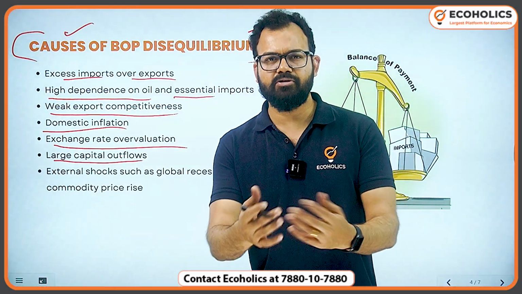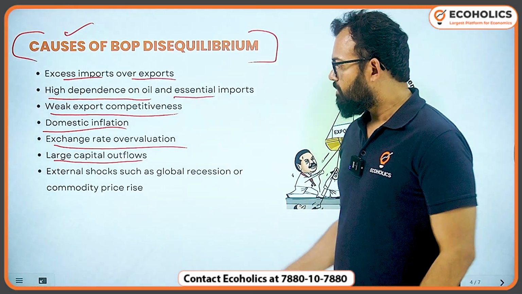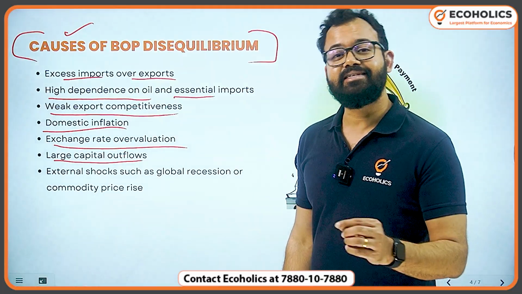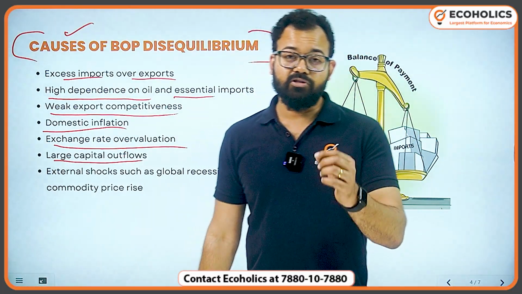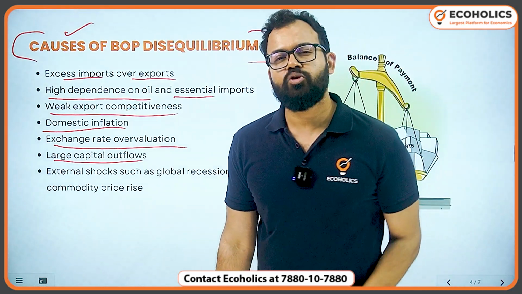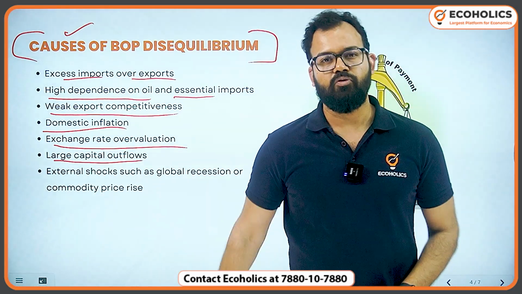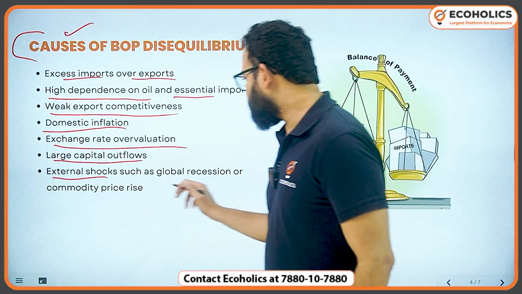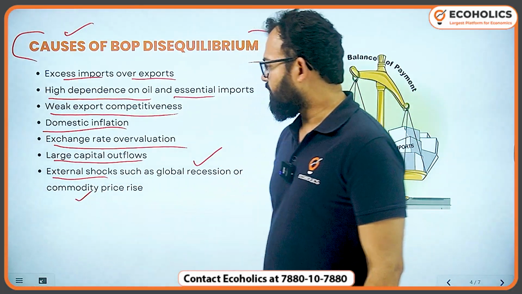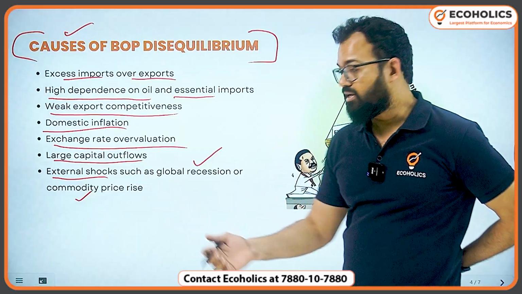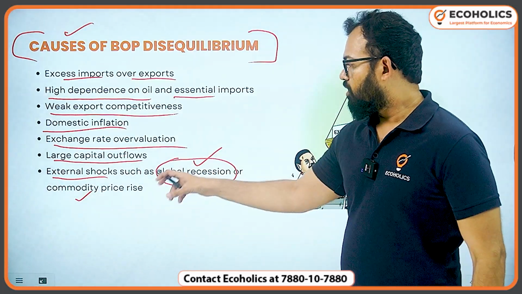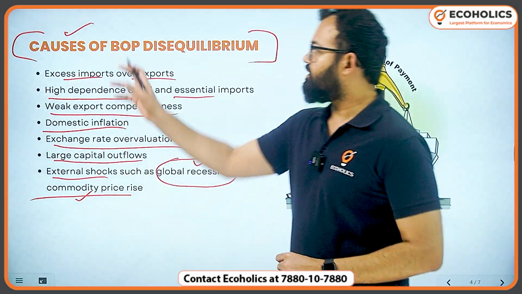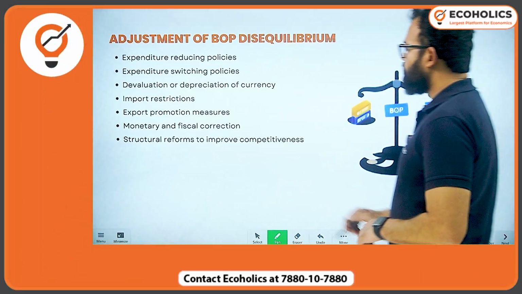In India, it will not happen because we have restrictions on capital account convertibility. But large capital outflows we have seen in 1997 Asian financial crisis, when for the first time Thailand, in the month of July 1997, experienced capital outflow, just because they had overvalued their currency. External shocks such as global recession or commodity price rise. So if something happened externally, like global recession or commodity price rise, like for example LPG, oil, crude oil, that is again the cause of balance of payment disequilibrium.